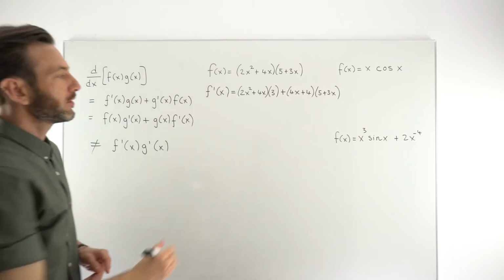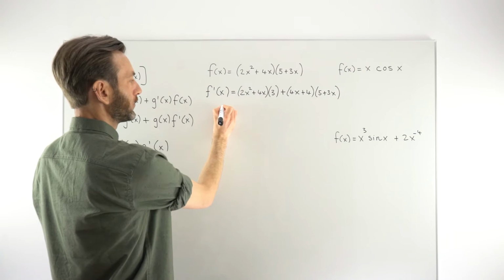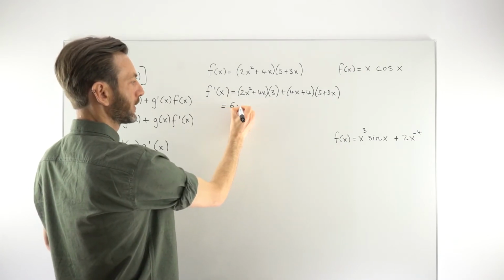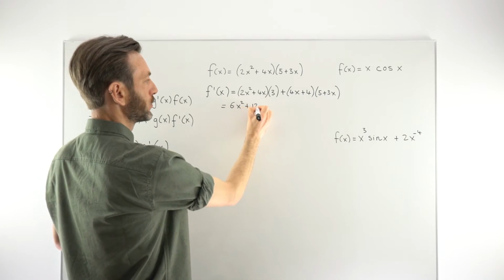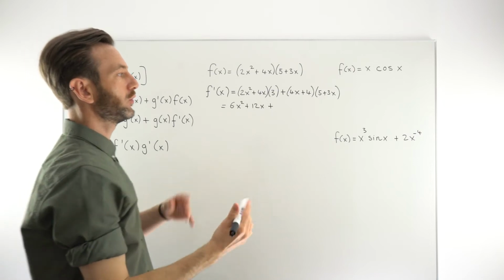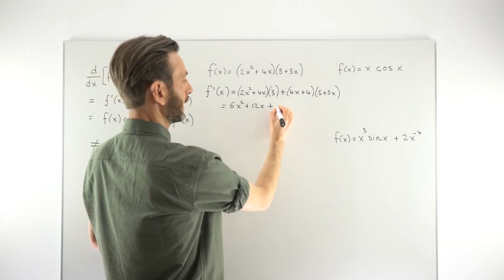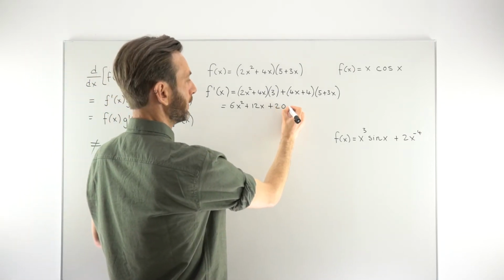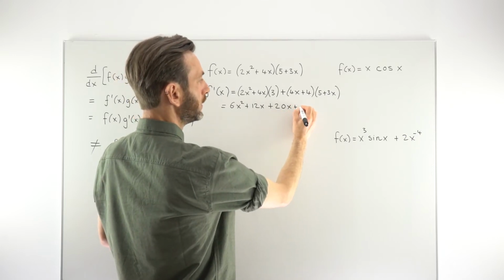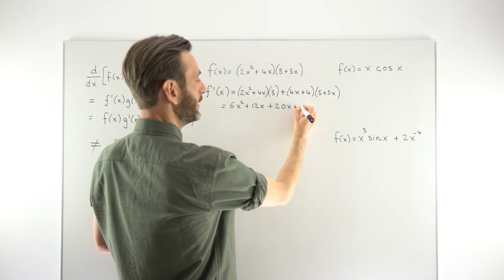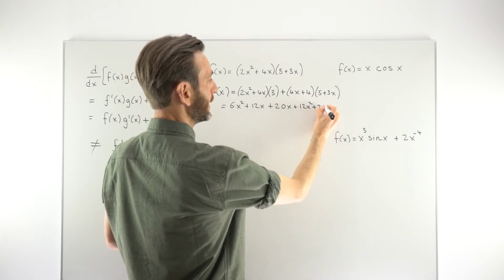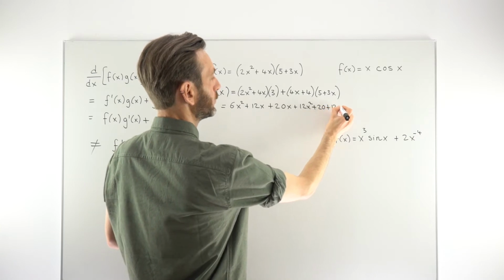Okay, so we would carry on with this one and tidy it up a little. So let's just go ahead and multiply the bracket. So we're multiplying 3 into this bracket to give us 6x squared plus 12x, and then multiplying these together using FOIL or whatever technique you use. So we're going to get a 20x term, we're going to get a 12x squared, and we're going to get a 20, just the number 20, and then a 12x.